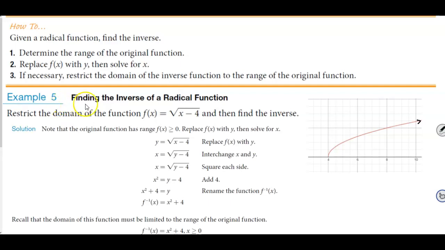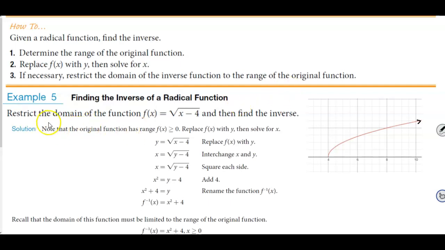In example 5, we want to find the inverse of a radical function. So how do we go about that when you're given a radical function and then finding the inverse? Step 1, you're going to determine the range of the original function. Replace f of x with y, then solve for x, and then if necessary, restrict the domain of the inverse function to the range of the original function.